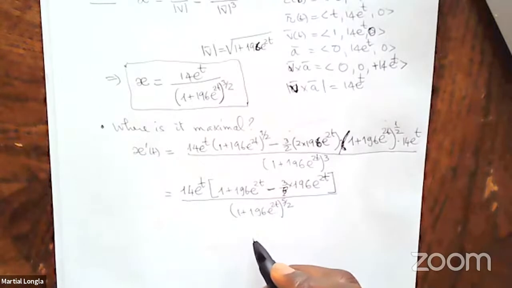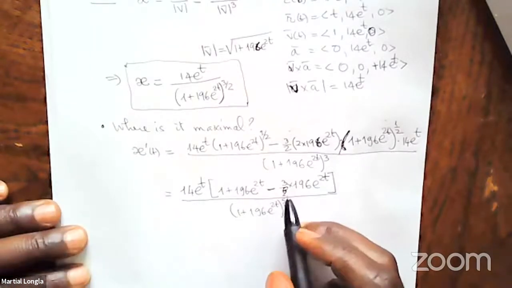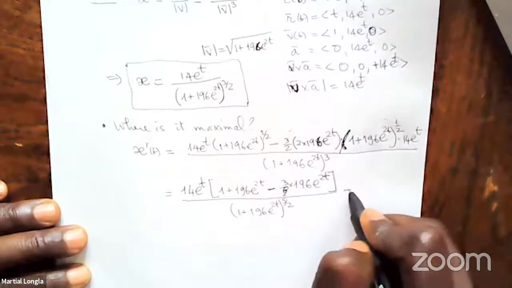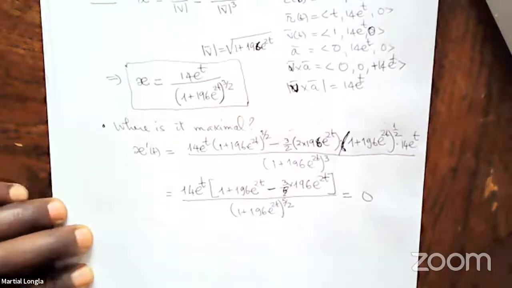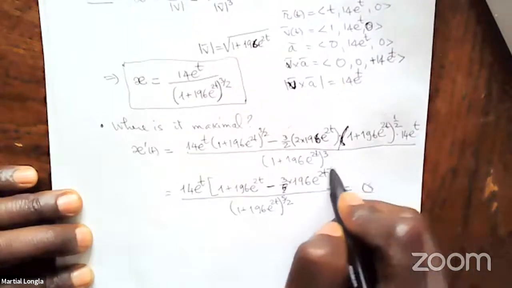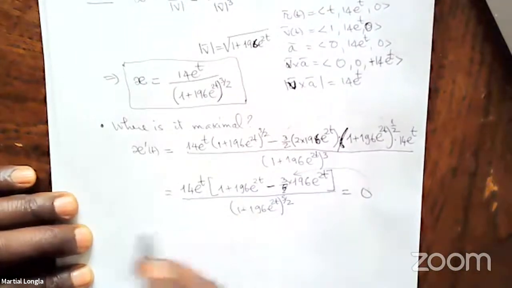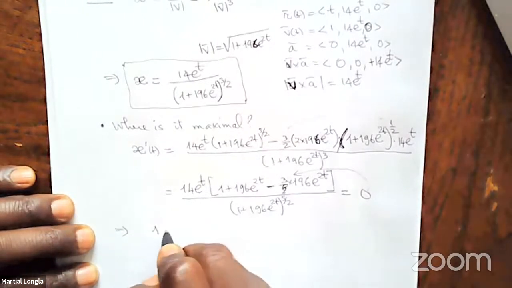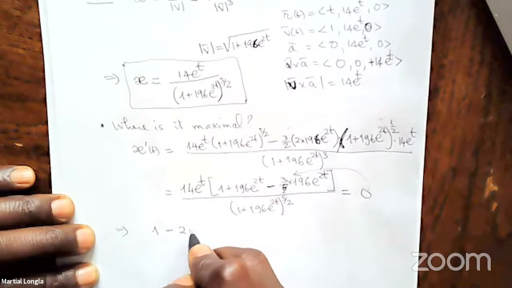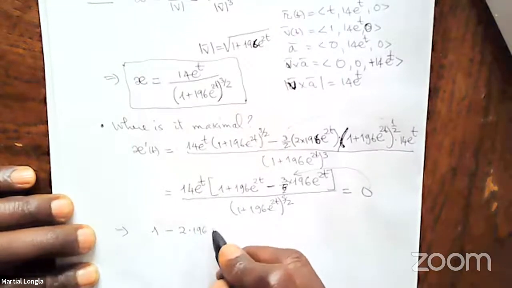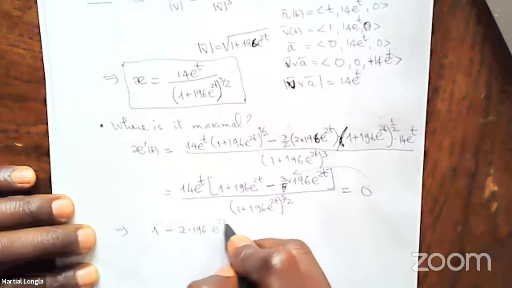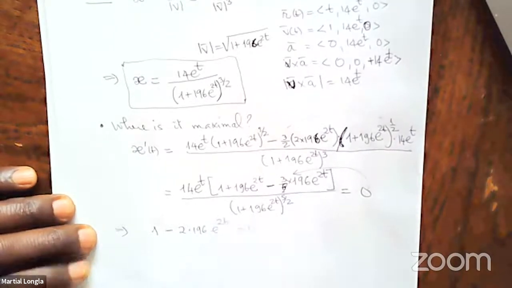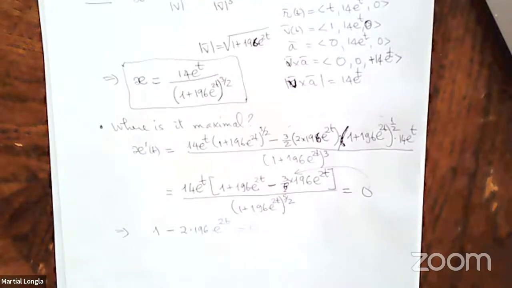Now if you want to set this equal to 0, that is going to mean that this is 0, because e to the t cannot be 0. So that implies 1 minus 2 times 196 e to the 2t equals 0. And then you can see we have only one solution.